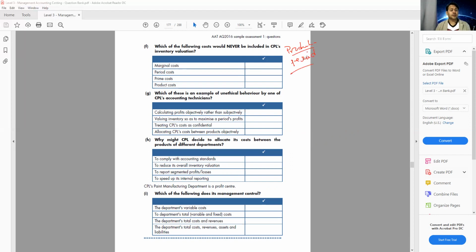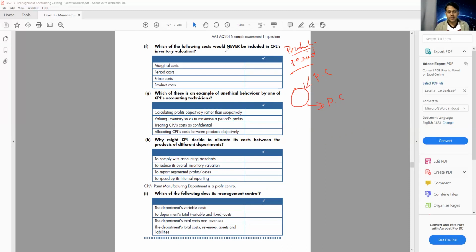What is the difference between these two? Product and period. Product cost means the cost is already inside of the product. And the period cost means the cost is outside of the product. The period cost is always outside of the product, and the product cost is always inside of the product.